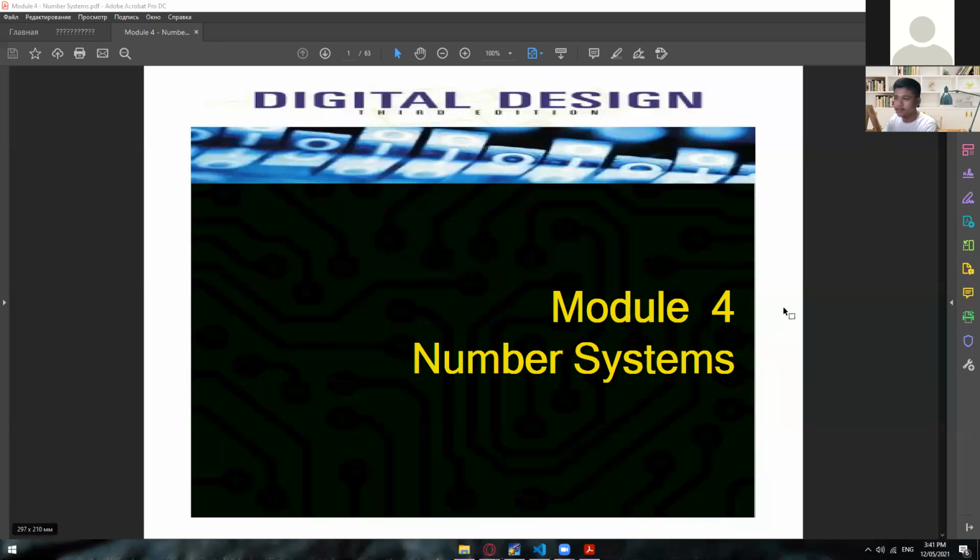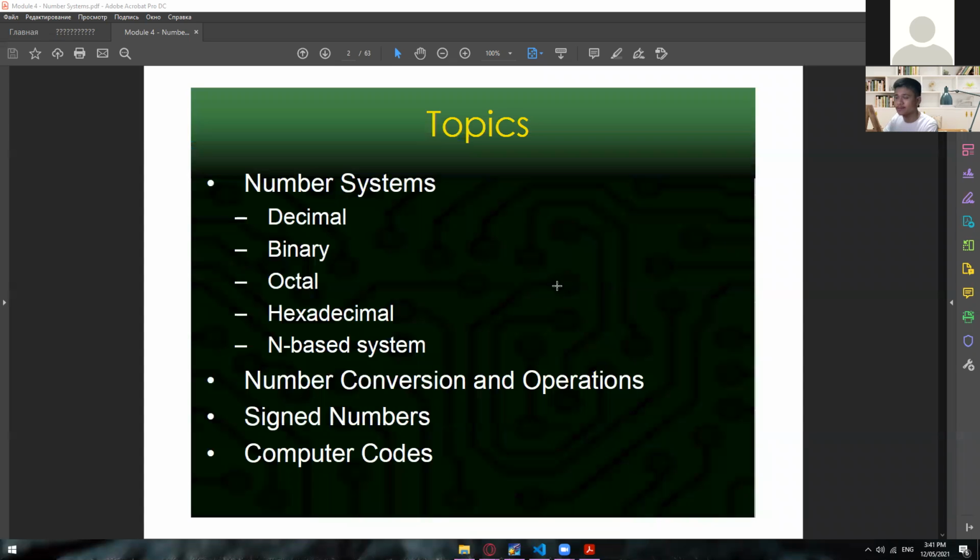Okay, so if you guys don't have a question anymore, then let us now start with the discussion for module 4. The topics that we will discuss under module 4 are decimal, binary, octal, hexadecimal, and then the n-base system. We'll also talk about number conversion, operations, signed numbers, and then computer codes. All right, so let's talk about number systems first. Just to give you guys a brief idea, a heads up on what those number systems are.